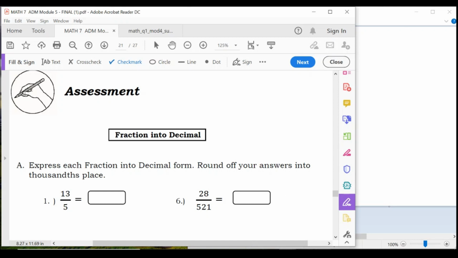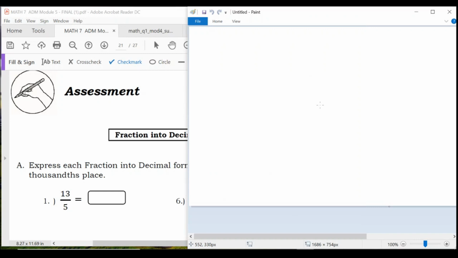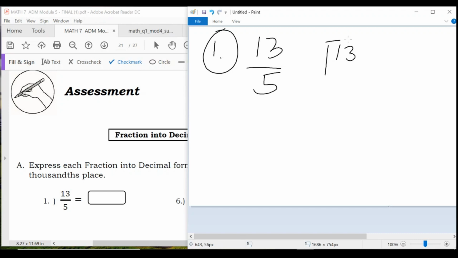So we have here in our example, let us express each fraction into decimal form. For number 1, we have 13 over 5. So simply we will divide 13 by 5. Ganun lang po ang pag-express ng fraction into decimal. As we have learned in our elementary years, alam na po natin kung paano ang pag-divide.